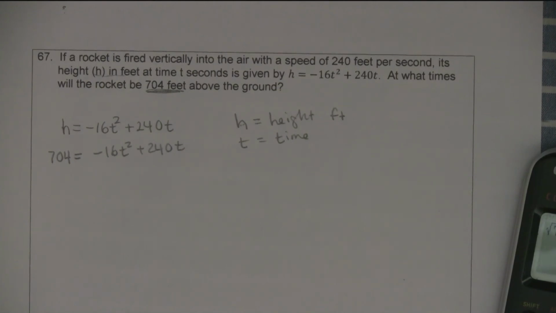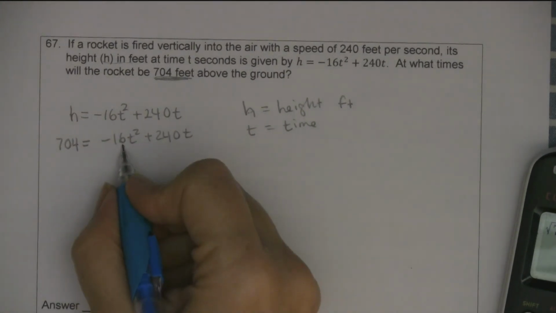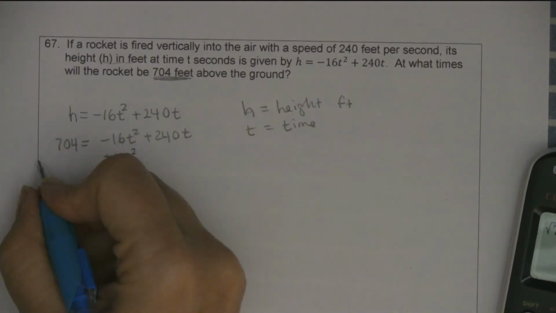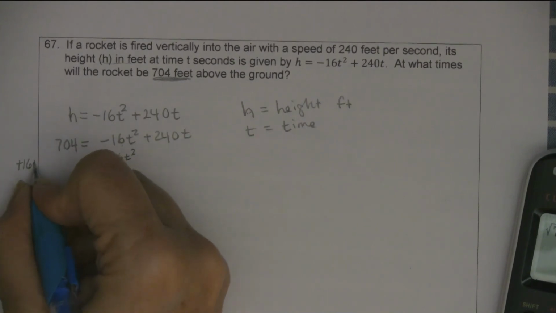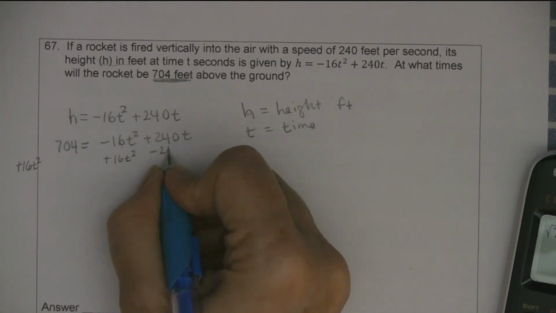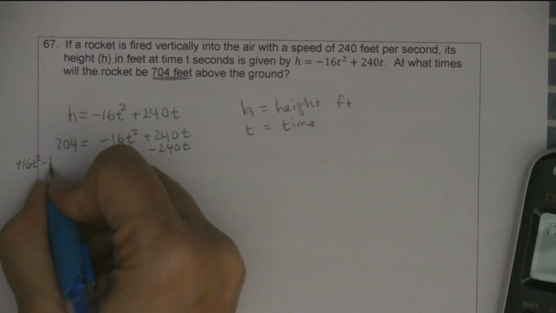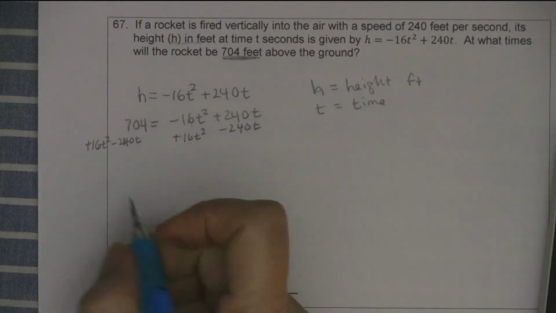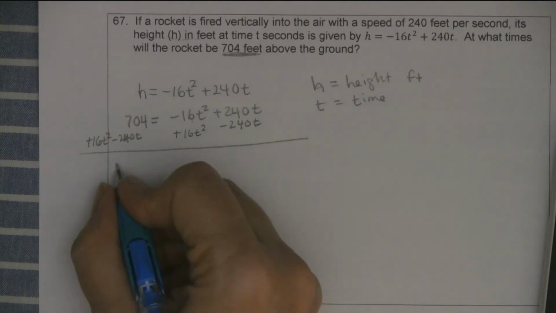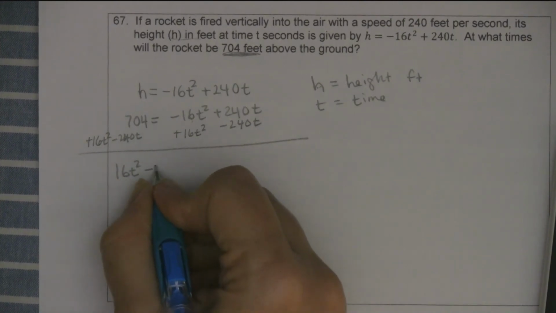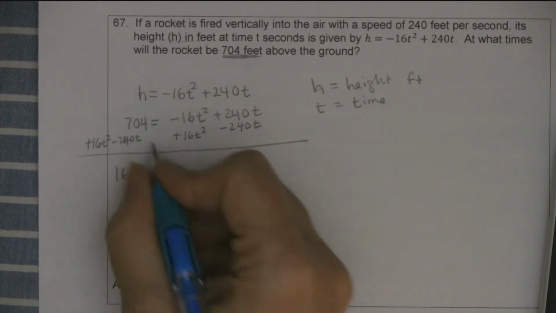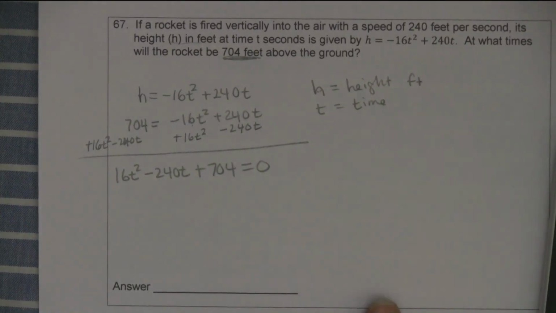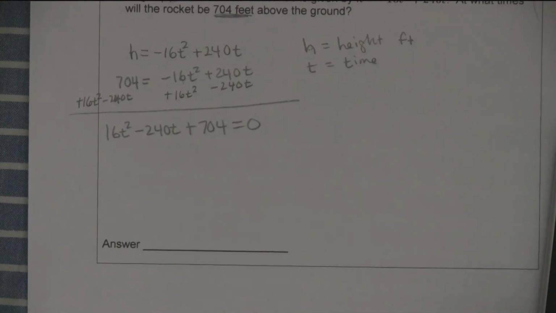So you want to get 0 on one side, and you want your leader to be positive. So I'm going to add 16t squared to that side over here. I'm going to put it first because it's the leader. And I'm going to subtract 240t, and put that in the middle. So when the dust clears here, I'm going to have 16t squared minus 240t plus 704 equals 0.